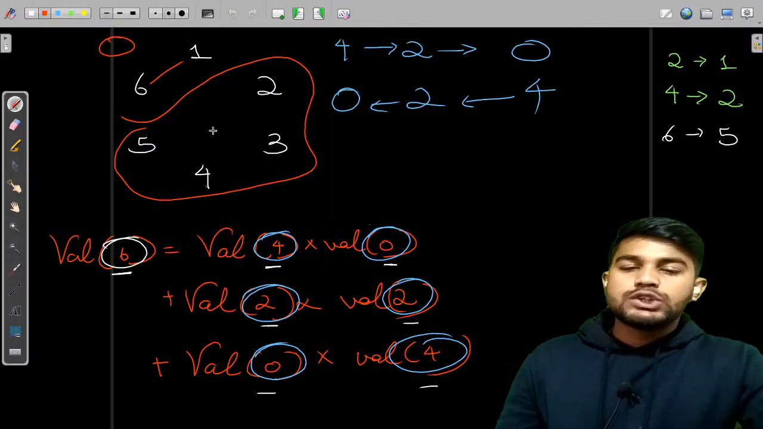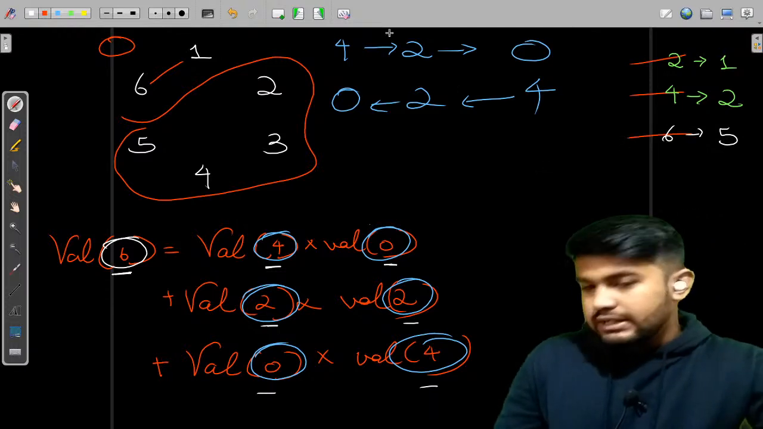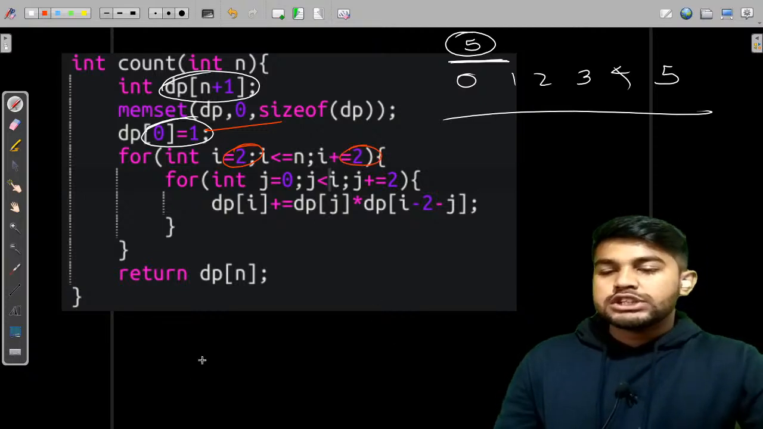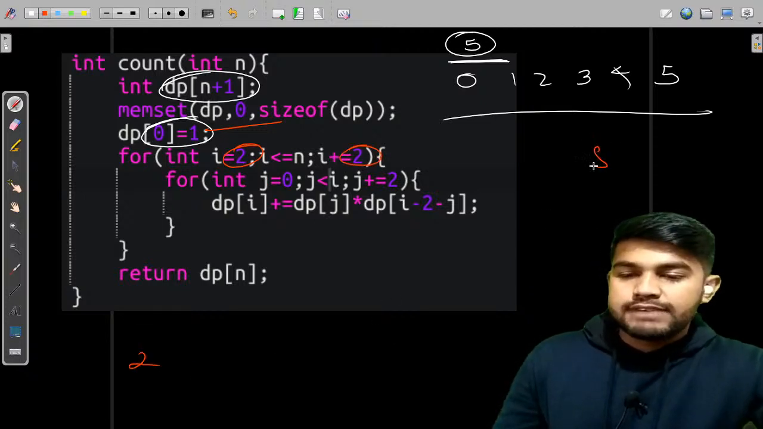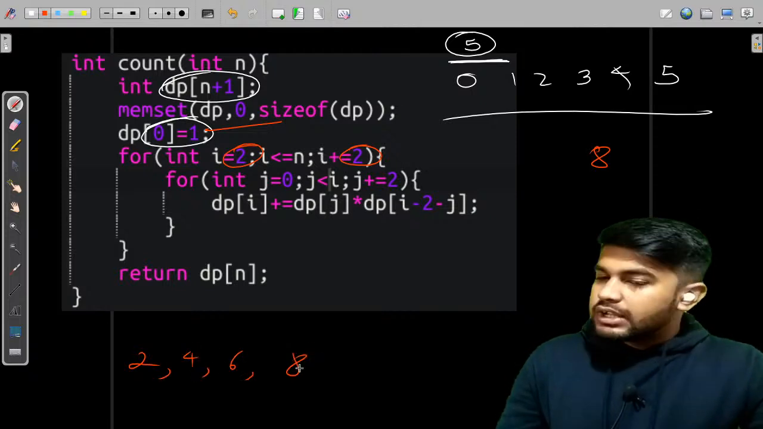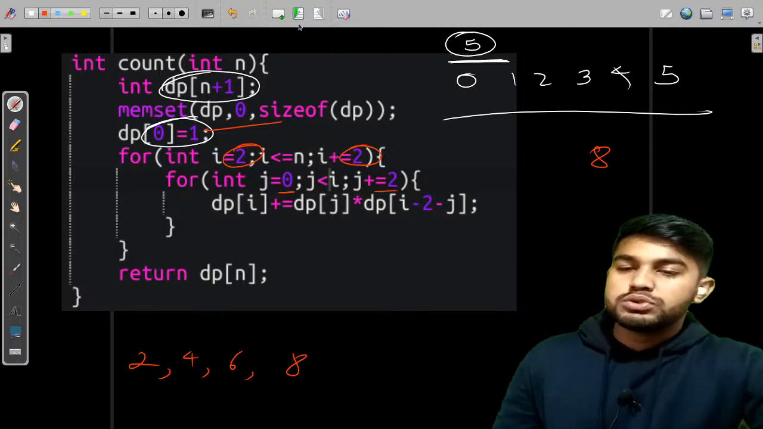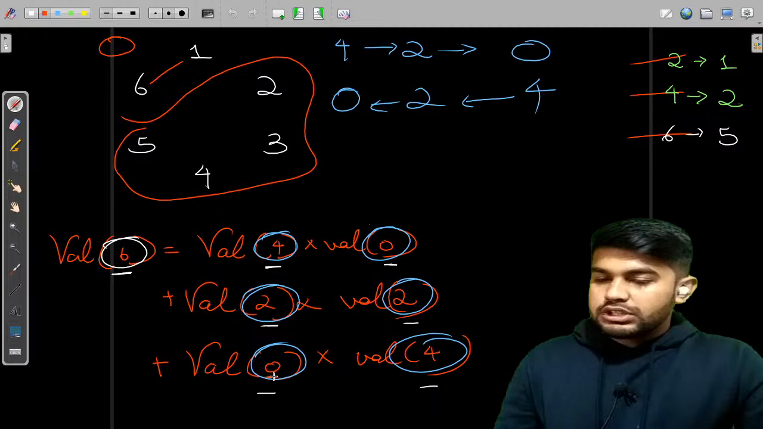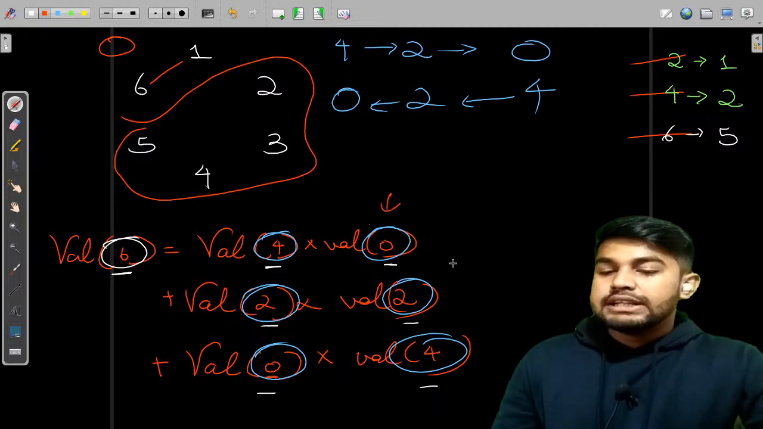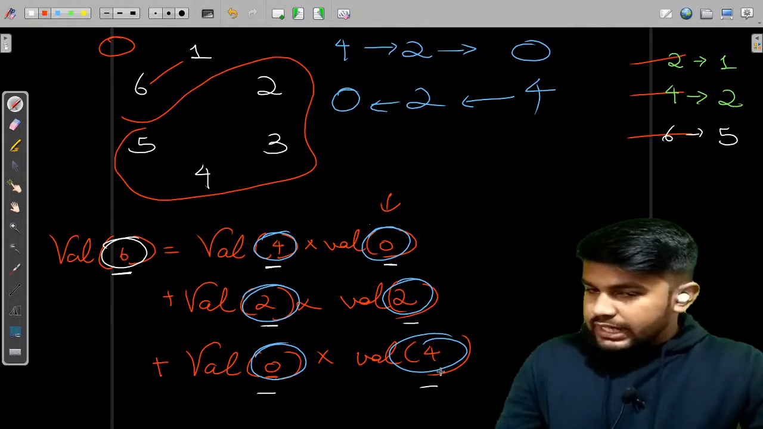Now we need to calculate for 2, 4, 6. We are doing the same thing, i from 2 plus 2. Suppose the given value is 8, this would be 2, 4, 6. Then we need to go from 0 to j plus 2. So this needs to go from 0 to how much? It needs to go from 0 to 6 minus 2, that is 4. We already know that.